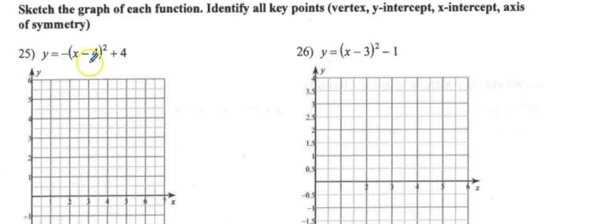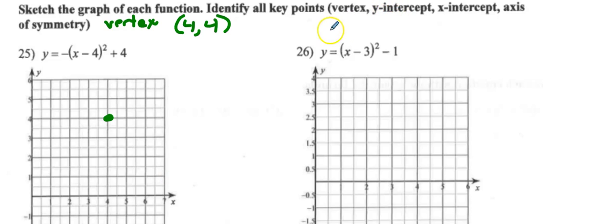We know that we go opposite of this to get the x. So we're going to say our vertex, we already know, is at 4, comma 4. So we'll go ahead and put that in. Over 4, up 4. Now we have a negative in front of this, so we know our parabola is going to point down.